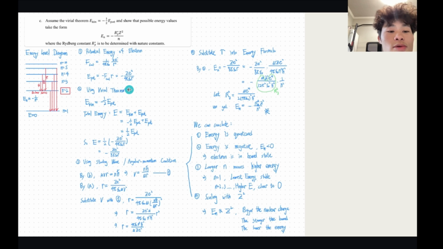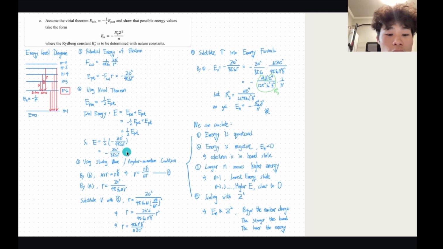Later, we use the virial theorem stated by the question. The kinetic energy equals minus 1 over 2 times the potential energy. So the total energy becomes the sum of kinetic energy and potential energy, which is 1 over 2 times the potential energy. So now E equals minus z squared over 8 pi epsilon naught times r.